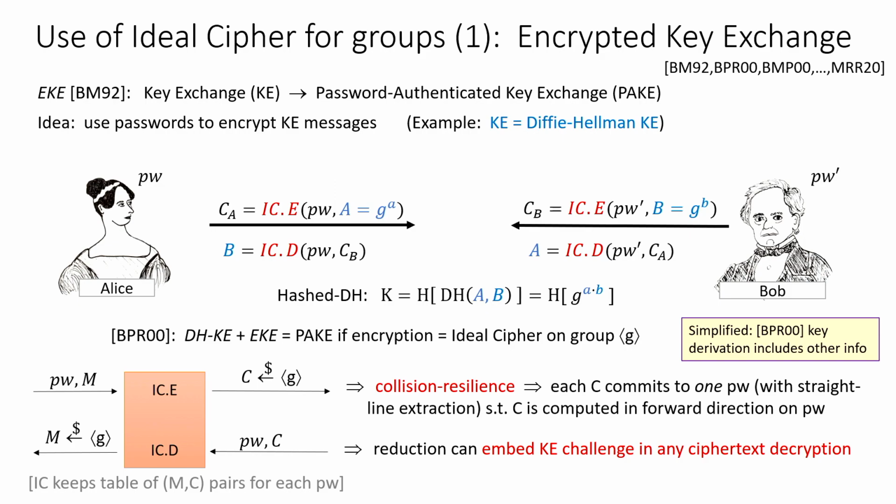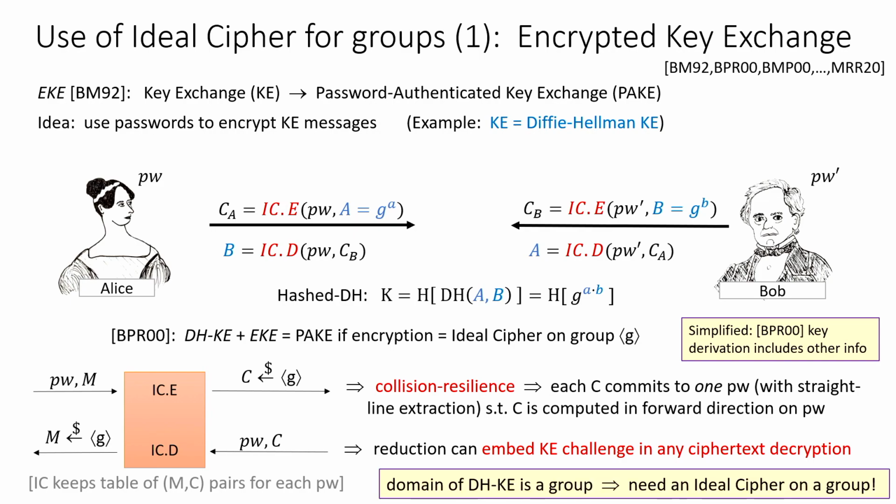Another thing is that when you decrypt, you get random values. What does this mean? In a reduction, a decryption of any ciphertext under any password except the one that was used in a forward direction means it's a random challenge of the key exchange. And therefore, based on the security of key exchange, you cannot break it.